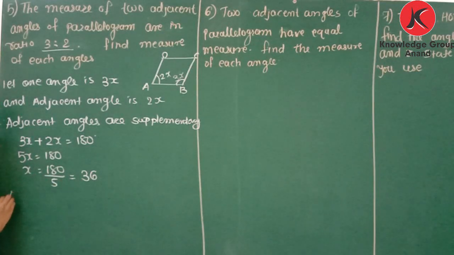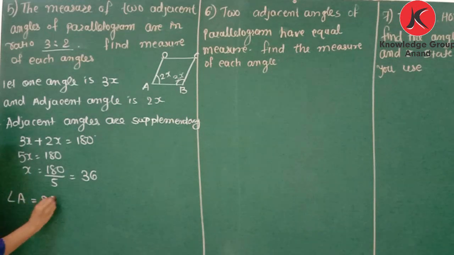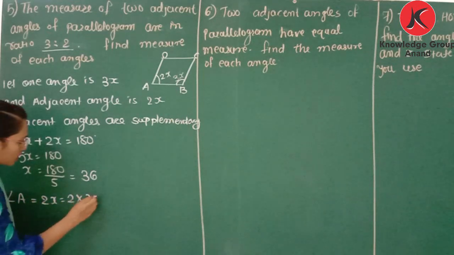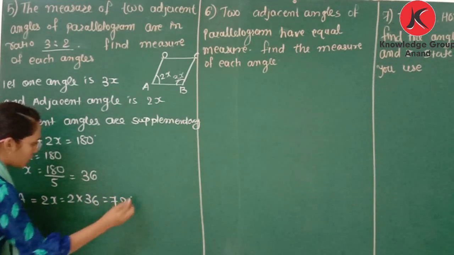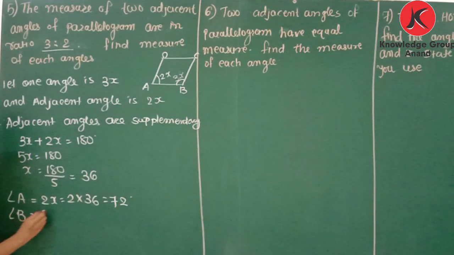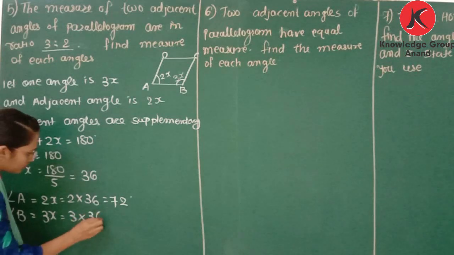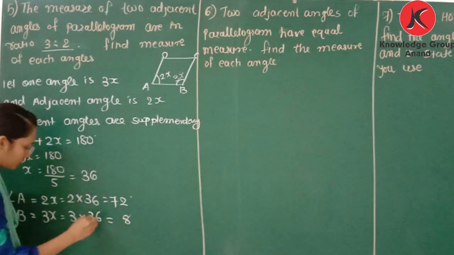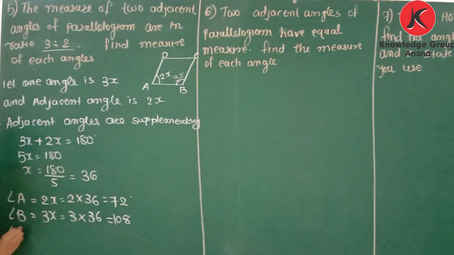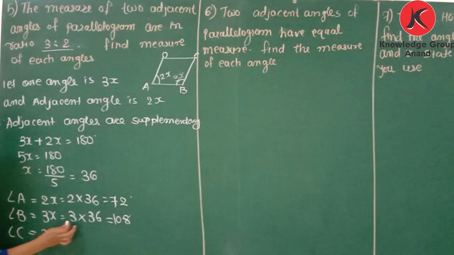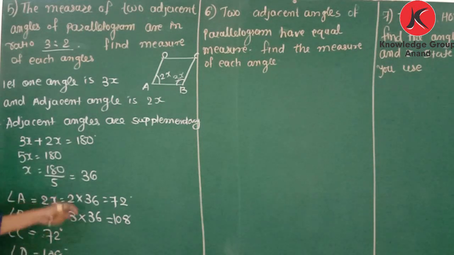So let's consider angle A, that is 2x, 2 into 36, 72. Angle B, that is 3x, 3 into 36, 108. And angle C is also 72, the reason being it is the opposite angle, and angle D is 108. Clear? So we found all the angles.